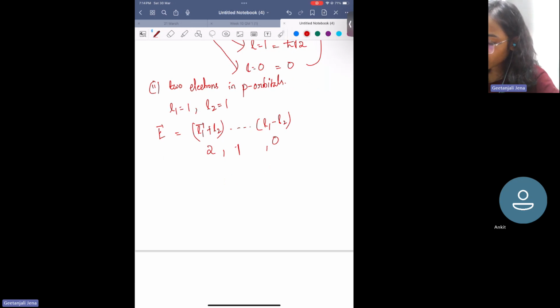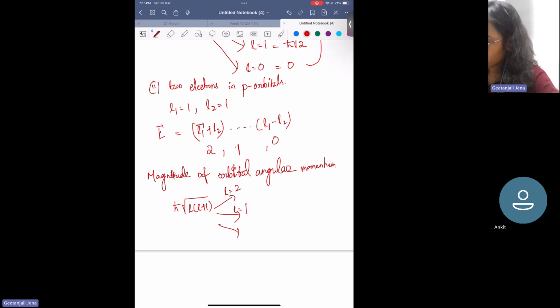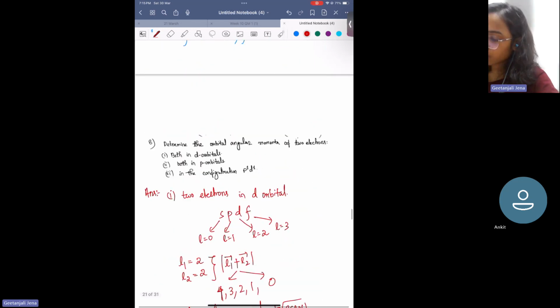Now the magnitude of orbital angular momentum would be h cut root over of L into L plus 1. So this will give, for L is 2, L is 1, L is 0, h cut root over 6, h cut root over 2 and 0. So these are the values for orbital angular momentum.